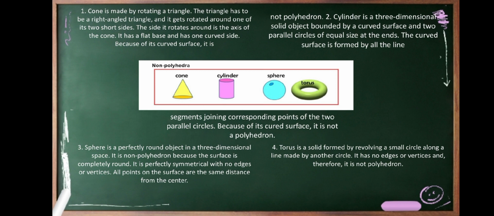Number 3. A sphere is a perfectly round object in three-dimensional space. It is a non-polyhedron because the surface is completely round. It is perfectly symmetrical with no edges or vertices. All points on the surface are the same distance from the center. And number 4, lastly, the torus. It is a solid formed by revolving a small circle along a line made by another circle. It has no edges or vertices, and therefore it is not a polyhedron.